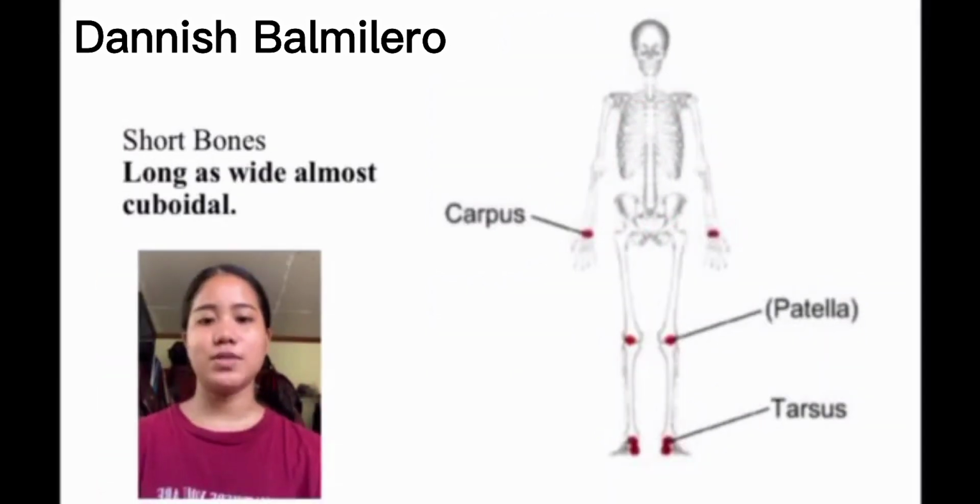The second bone type is the short bone. The short bones are as long as wide and almost cuboidal. Their function is to provide support and stability with little to no movement. The examples are carpus, patella, and tarsus or talus.